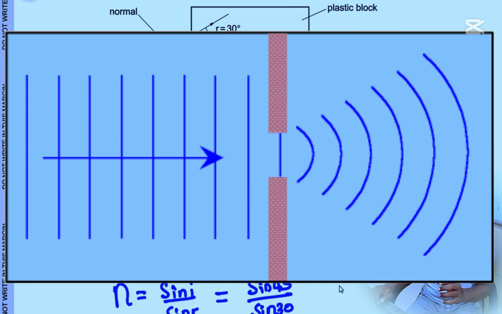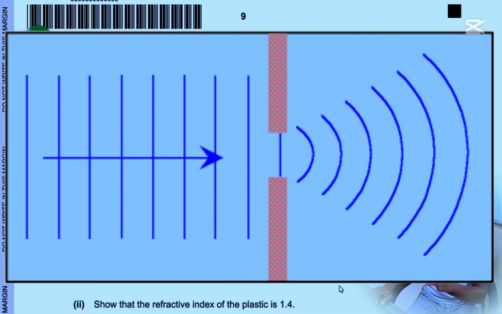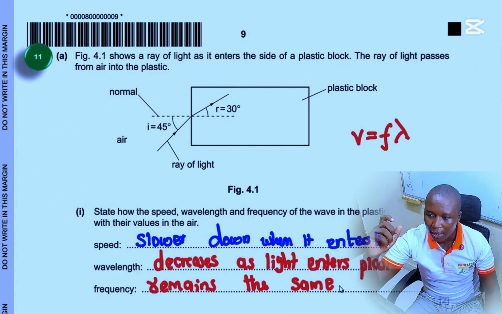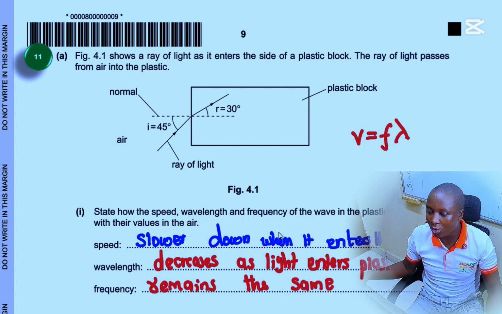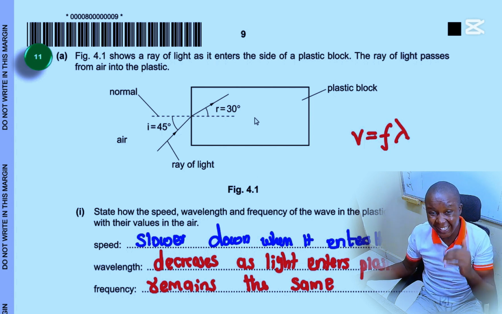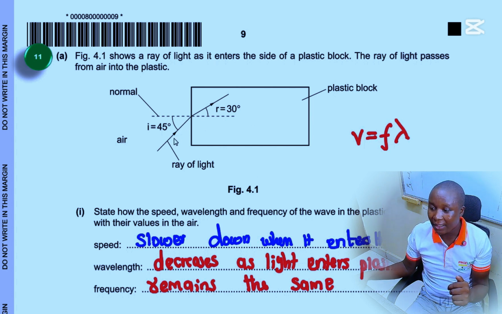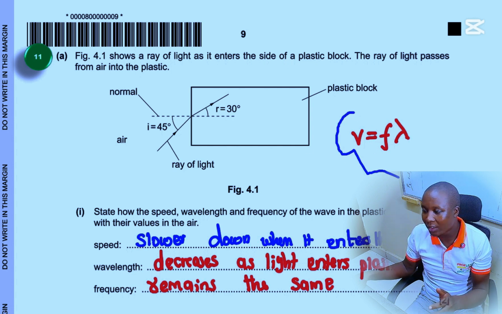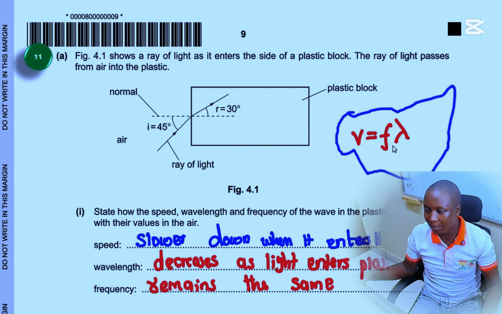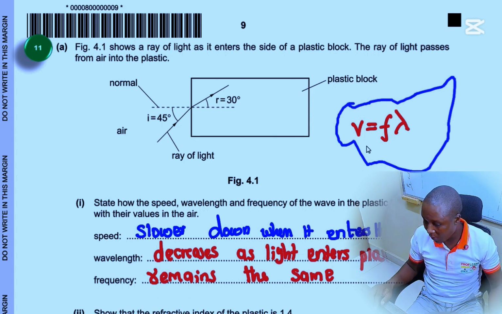What we need to remember under refraction is that in a denser medium, the wave is going to slow down. So speed is going to slow down when it enters the glass block. The wavelength also is going to become smaller, but the frequency is going to remain the same. So you need to remember also this wave equation.